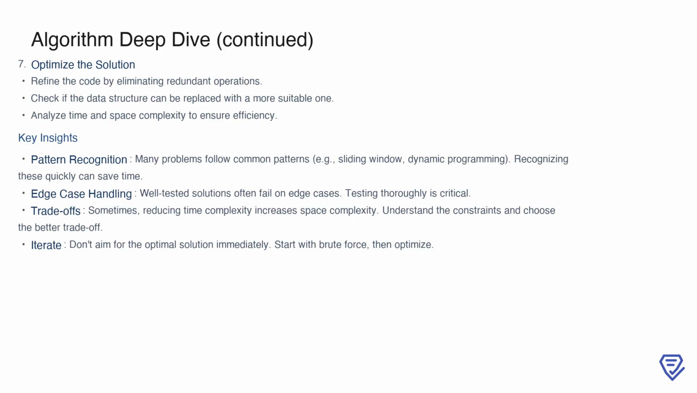After testing, the next focus is optimizing the solution. This involves refining the code to eliminate redundant operations and verifying if other data structures might improve efficiency. For example, replacing a list with a hash map could speed up lookups. Carefully analyze the time and space complexity to ensure the solution meets the problem's constraints.